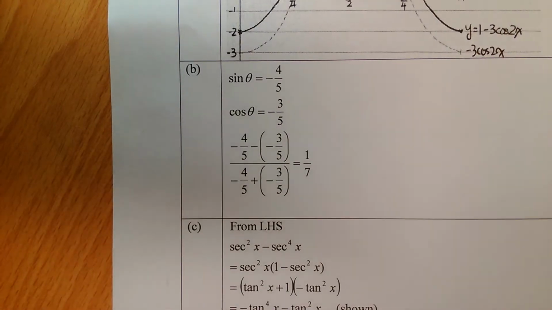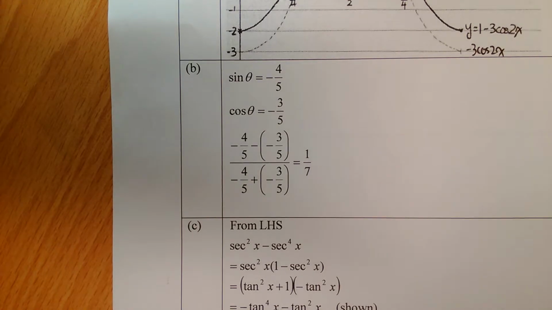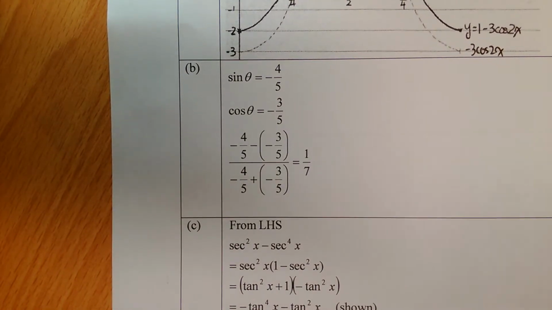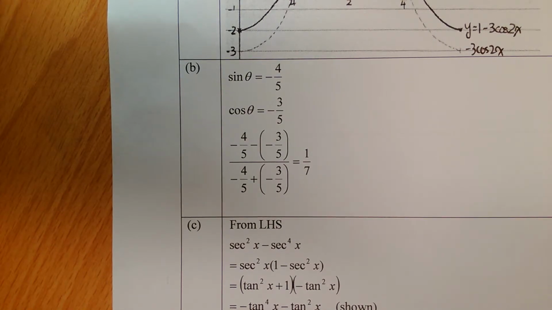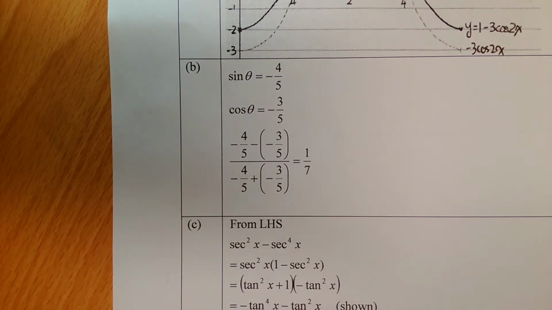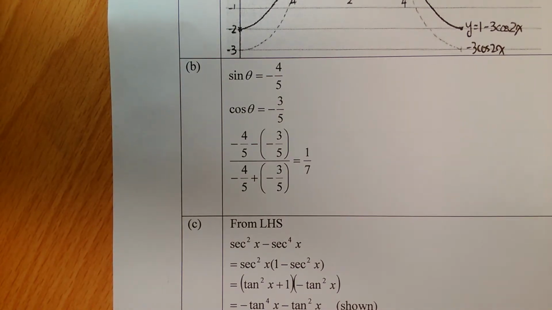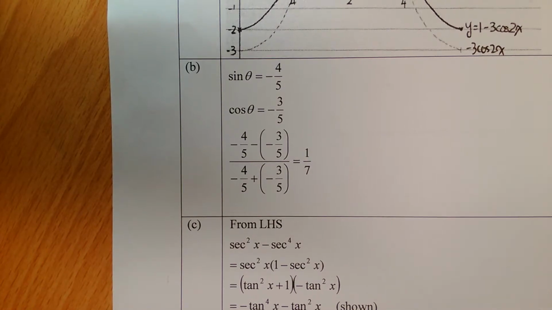For 12 part B, it is given that cosine theta is -3/5 and that theta is greater than 180 degrees but lesser than 360 degrees. So first thing we know is that cosine is negative. Using ASTC, negative cosine means it's in the third and fourth quadrant.